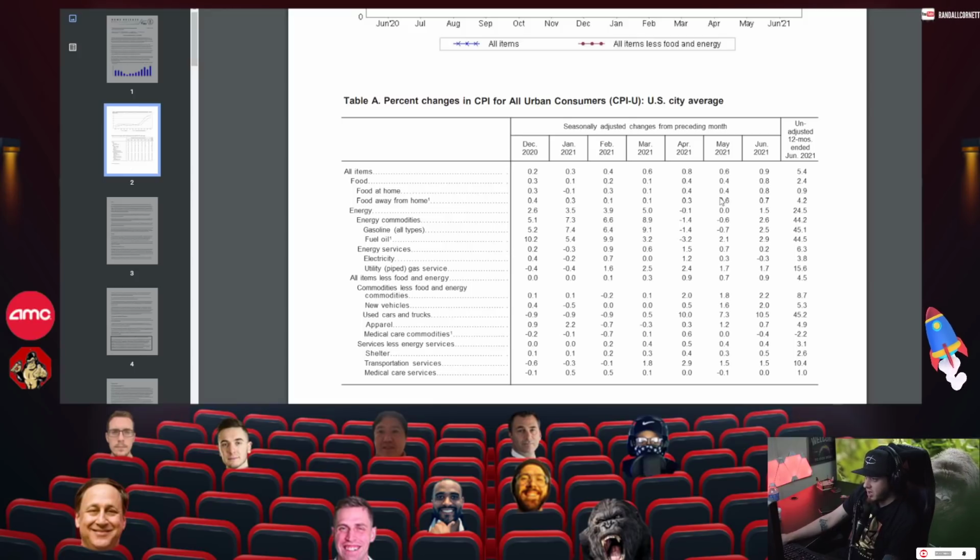Okay, food at home increased. Food away from home increased. Now the energy has increased. Well, as a whole, energy commodities is actually down.